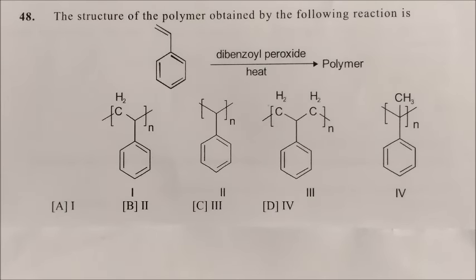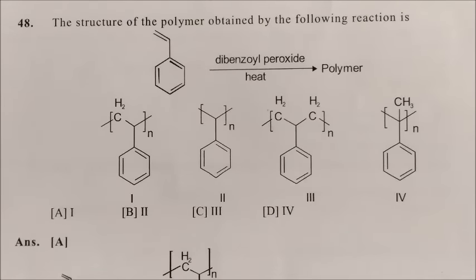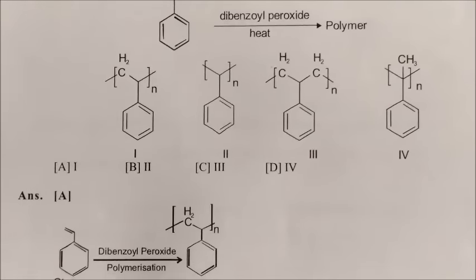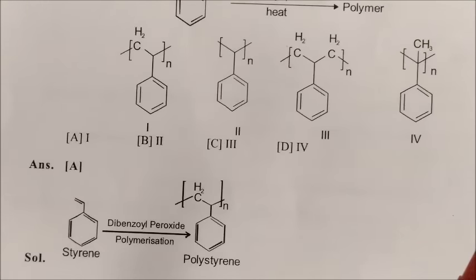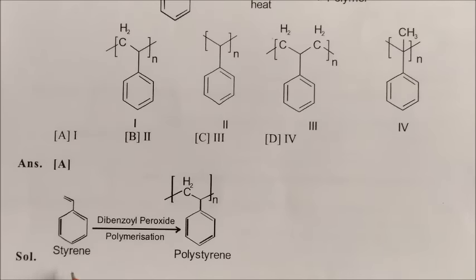Let us see the process also. This is the process in which you can see how the benzoyl peroxide is converting the styrene into polystyrene, that is the polymer. So these are the 2 free radicals. So the answer is A.